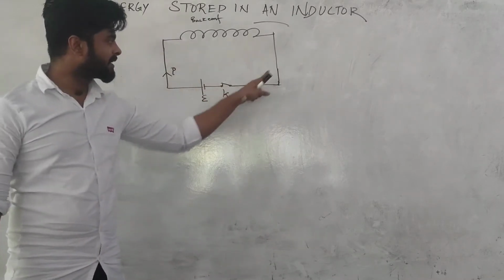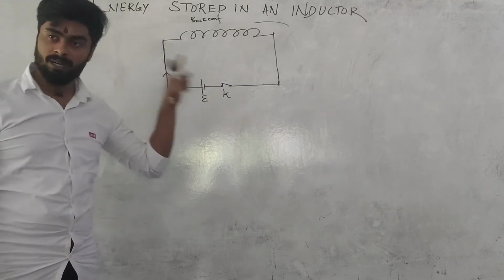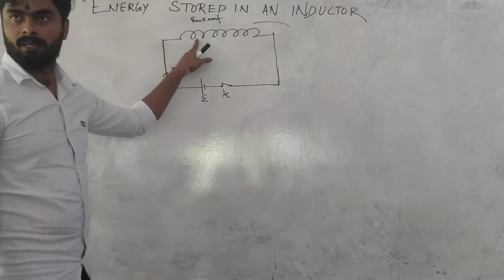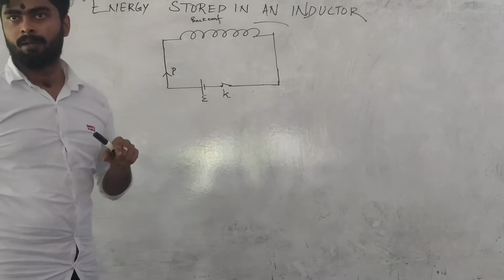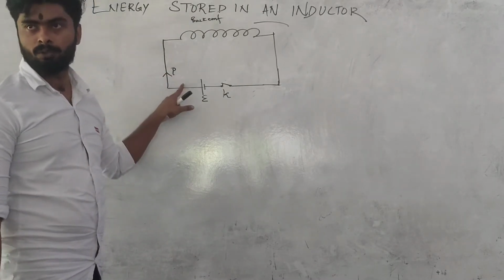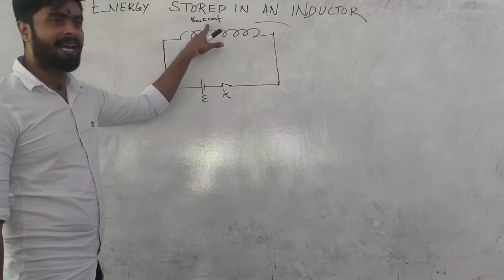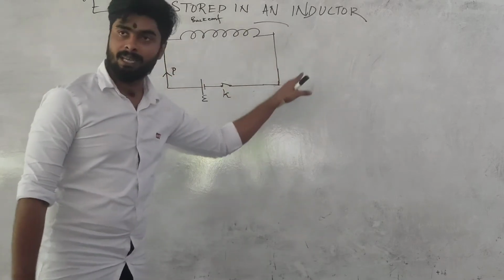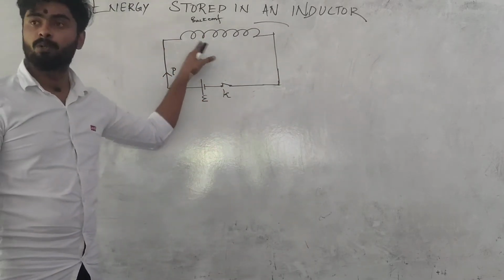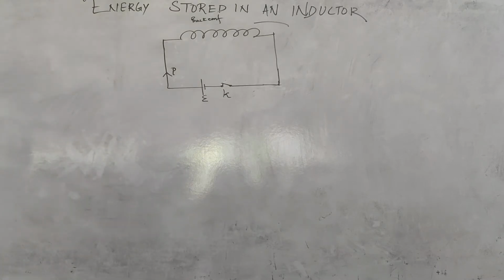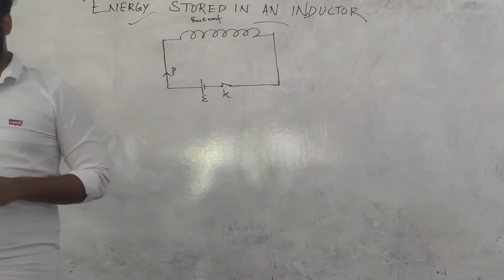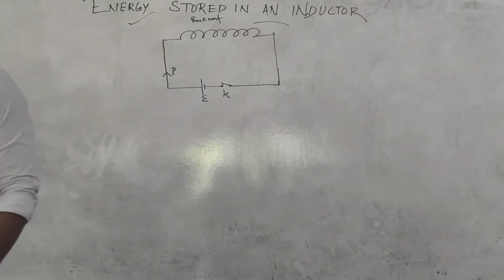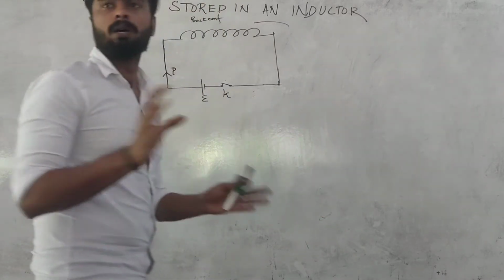But since we have to establish a current in the circuit, there has to be some work done by the inductor. The inductor has to do some work in order to establish a current in this circuit. When there is growth of current, a back EMF is produced in the coil, which opposes the growth of current. But since we have to establish a current, this inductor has to do some work, and that work will be stored in the form of energy. Because we know that work and energy are equivalent to each other.